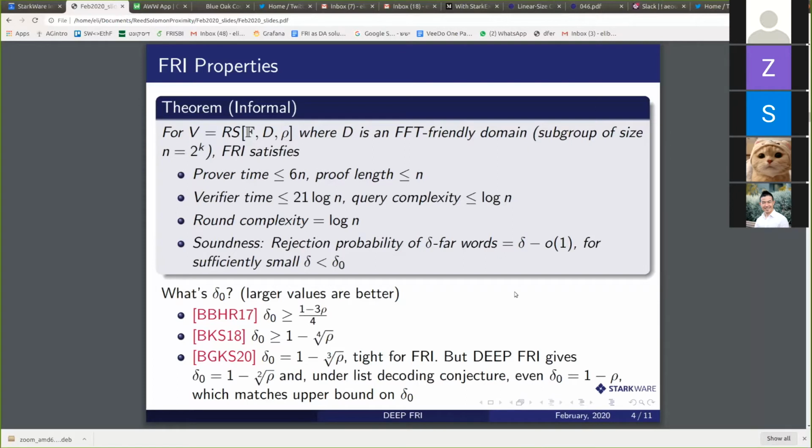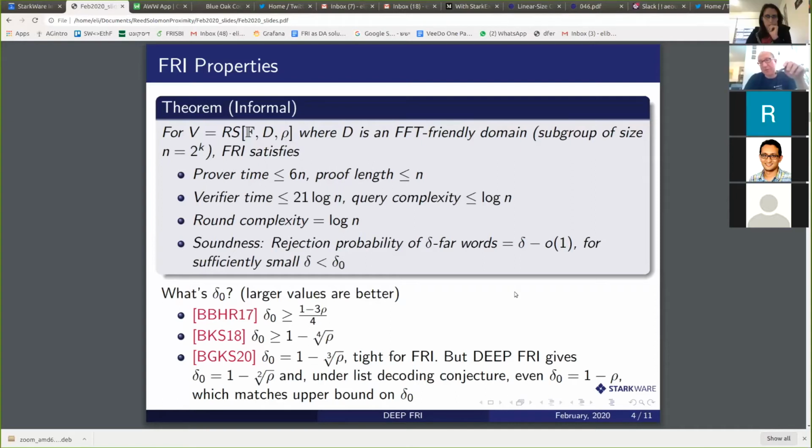And we even show, under a list decoding conjecture, what is an optimal result. You can't go beyond it, which is that for any delta. If you go back to the theorem, under the list decoding conjecture, you can just strike off the very end of the sentence about soundness. It would just say, for all delta, the rejection probability is delta minus little o of 1. So this is something we conjecture, and it's a terrific open problem.